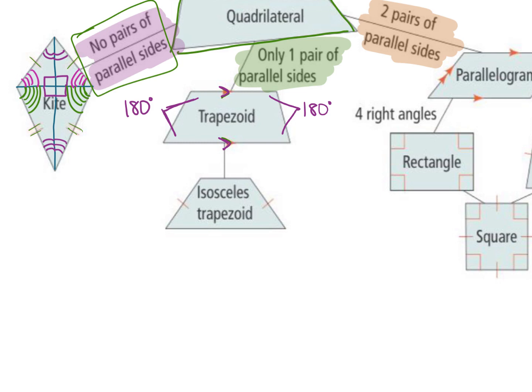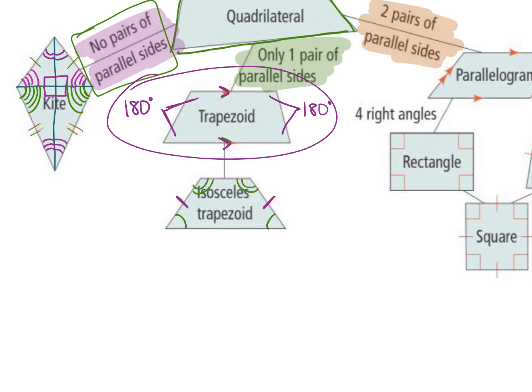But then you go to the isosceles trapezoid, and now all of this is true. I'm not going to rewrite that; it's true of the isosceles trapezoid also. But there was something else. What else is true about an isosceles trapezoid? Its angles. The base angles are the same, so these angles here are the same, and these angles are the same.